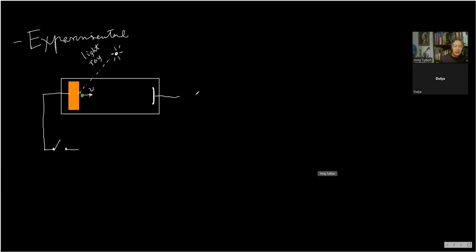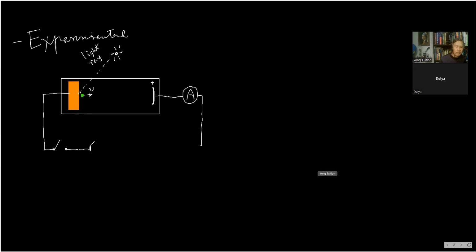And then immediately we put an ammeter here, in order to measure the electrons, because electrons are hard to detect. So first of all, we build an electric field. Can we say this is positive and this is negative? How do we do that?